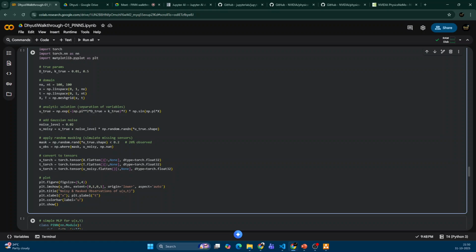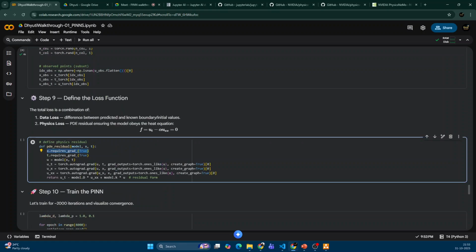So now once you have defined this, the next thing is to define your loss function. This is the most important part here. Once you get your model, it gives out an output. The other thing is you need to be able to compute the gradients with respect to your input coordinates t and x.